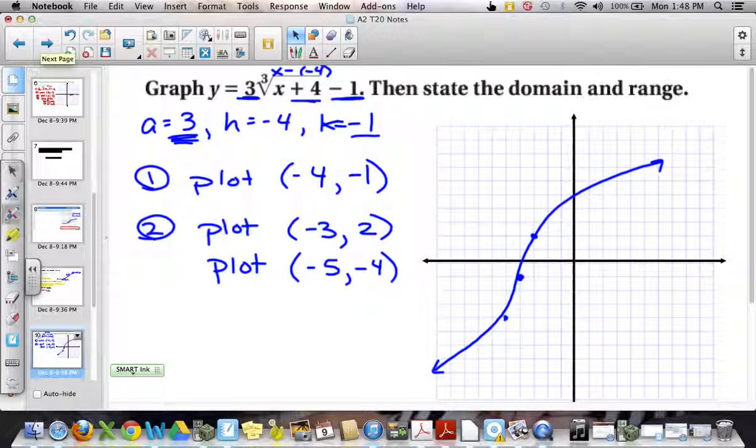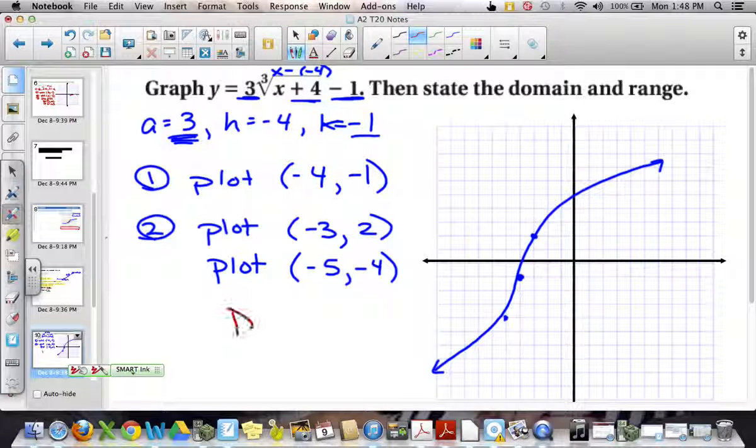Now, last, the domain and range. Again, should be an easy question. It's always negative infinity to positive infinity for both the domain and the range.